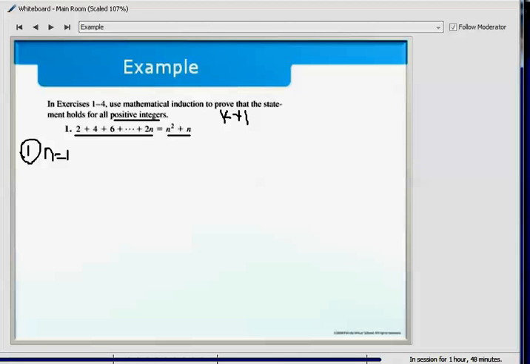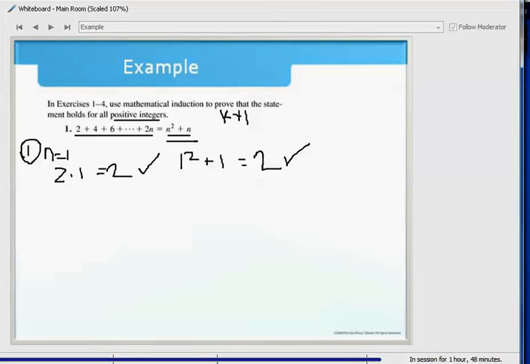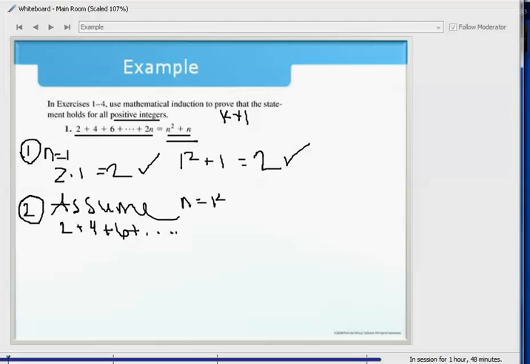On the left-hand side, you can see that our first term is 2, because 2 times 1 is 2. On the right-hand side, if we plug in 1, we have 1 squared plus 1, which gives us 1 plus 1, which is 2. Step 1. The second step is that we want to first assume that it's true for n equals k. And this is going to allow us to show that it's true for k plus 1. So in this step, I'm just going to go ahead and rewrite the original with a k, because our next step is going to be to show that it's true for k plus 1. So we want to just be consistent.